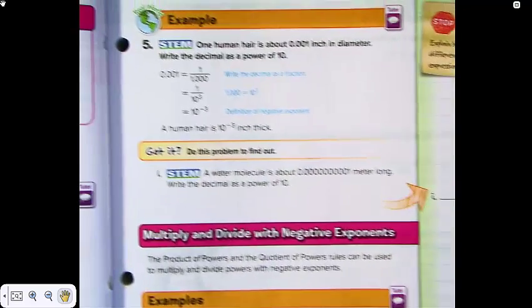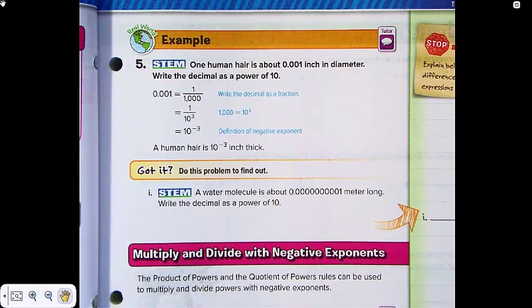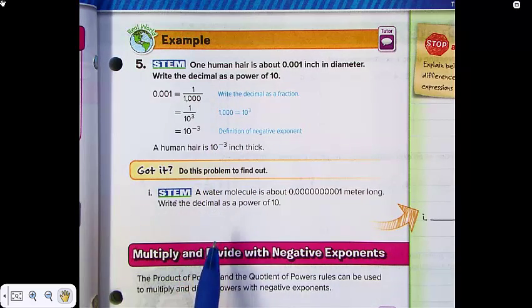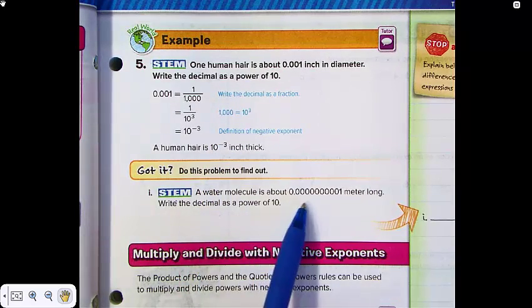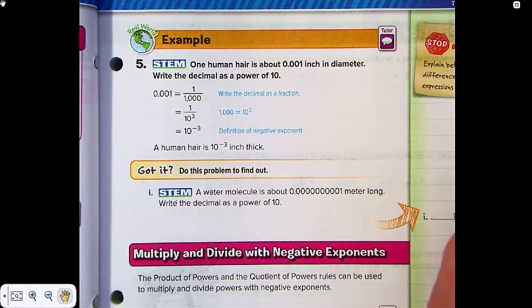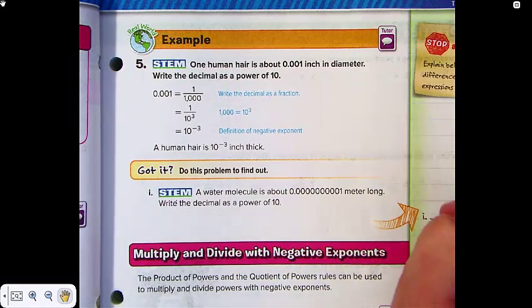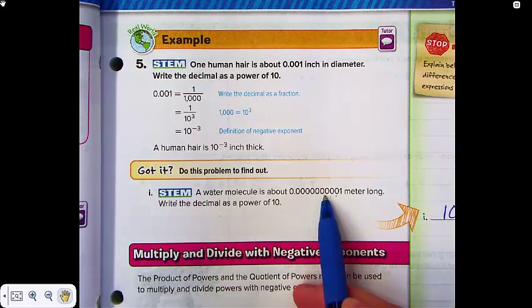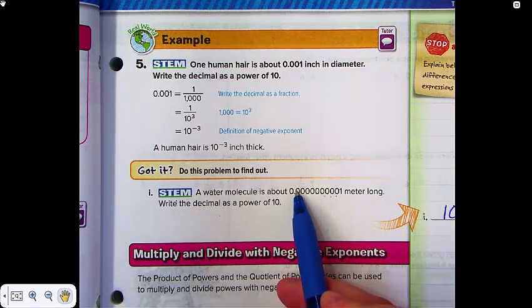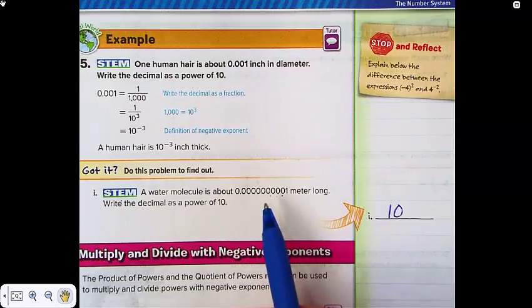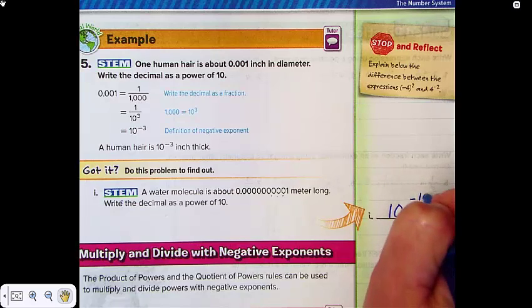Finally, let's look at this one. And it's talking about a water molecule. We're going to go ahead and go on to this one because I think you can follow this pretty well. Wow, that's a lot of numbers. Okay? Again, I can count zeros. So I'm going to start with a power of 10. So I know that it's going to be 10 to something. Now if I count zeros, I have 1, 2, 3, 4, 5, 6, 7, 8, 9, 10 zeros. And because it's a decimal, I know it's going to be negative, so it's going to be 10 to the negative 10 power.